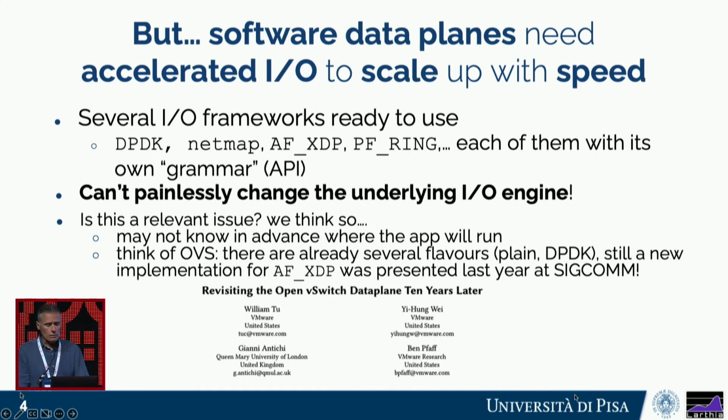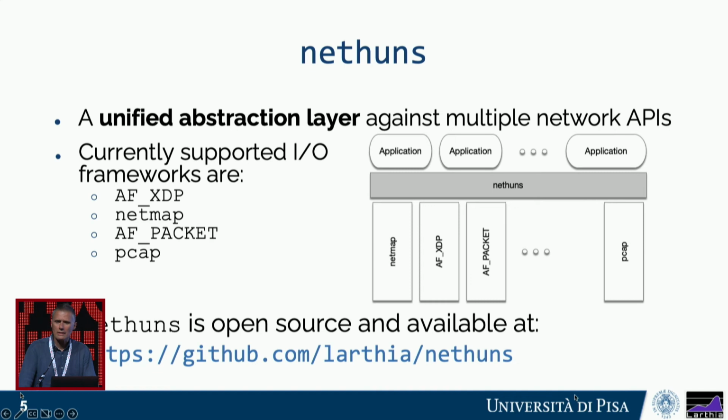So we think the community also considers this problem of portability relevant. Motivated by that, we thought it could be a good idea to think about a layer, which we call Nethuns, that in a sense unifies the way the application interacts with the network. So at the moment we developed and implemented Nethuns, which is going to be the core of this talk, of course.